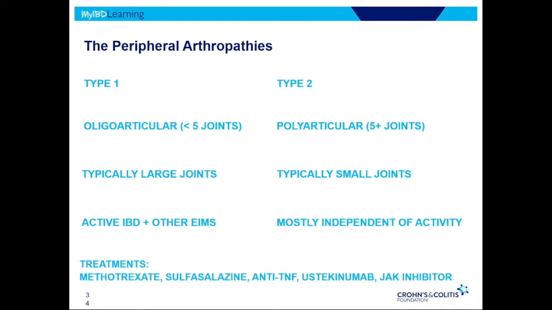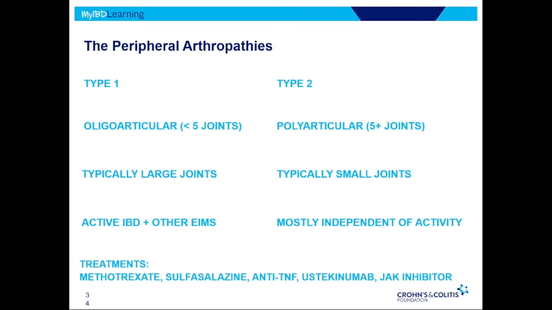And there's a lot of treatments for this. You're going to see a lot of these, actually all of them to some extent, are treatments for inflammatory bowel disease. But which treatment we choose for your inflammatory bowel disease may depend on the type of extraintestinal manifestation you have. So you can see that we use methotrexate, sulfasalazine, and then we use biologics, anti-TNFs, ustekinumab, and the JAK inhibitors.